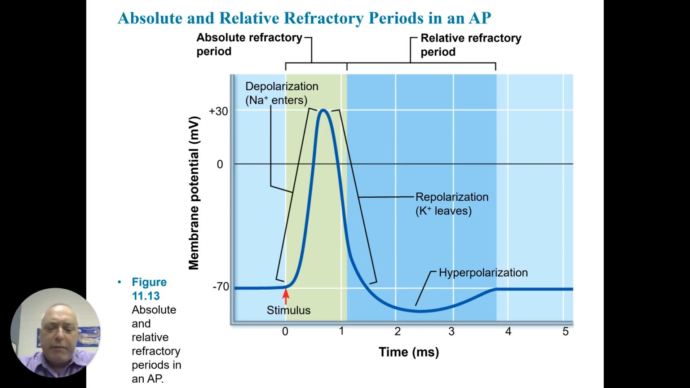Then there is a relative refractory period in which a greater stimulus can create another action potential. So for the absolute refractory period, there is no threshold. But for the relative refractory period, the threshold is greater than the baseline threshold to get that first action potential.